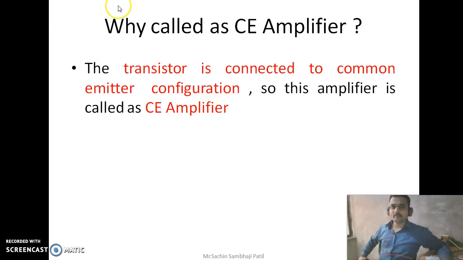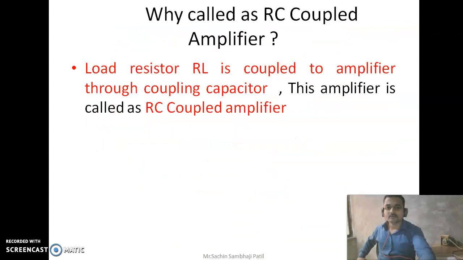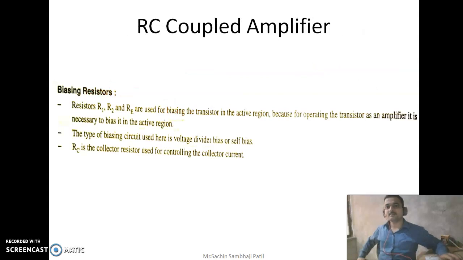Why is it called a common emitter amplifier? The transistor is connected in common emitter configuration. It means the emitter terminal is common, because the transistor has 3 terminals: the emitter terminal, base terminal, and collector terminal. The emitter terminal is common between the input and output. That is the common emitter amplifier. So we can say common emitter, RC coupled amplifier.